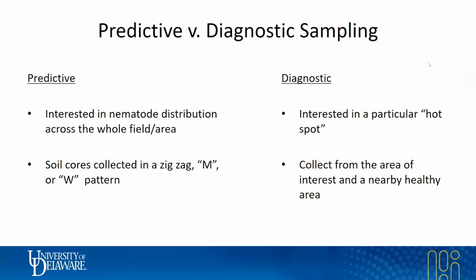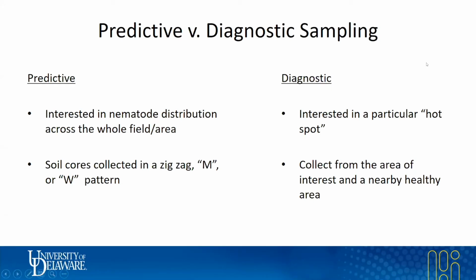And there's 2 types of sampling that you can head out and try to collect. One of those is predictive. So if you're just interested in knowing, how are nematodes distributed in the field? Do I have nematodes? This would be a predictive sample. And here you would just want to go out in the field and zigzag through, make an M shape, a W shape, anything that's giving you a swath across the field, and you'll mix these up and send them in your one bag.